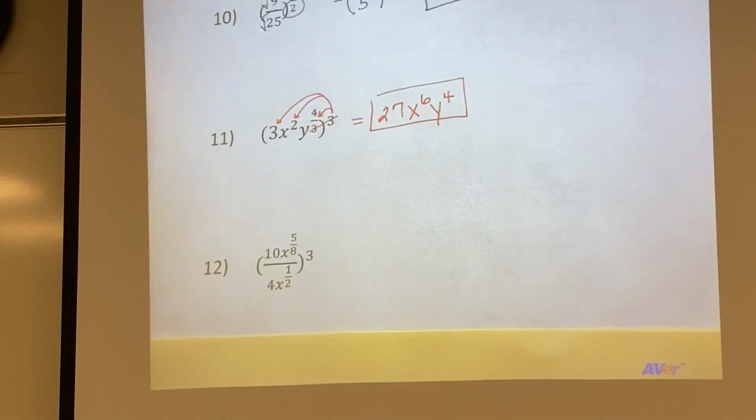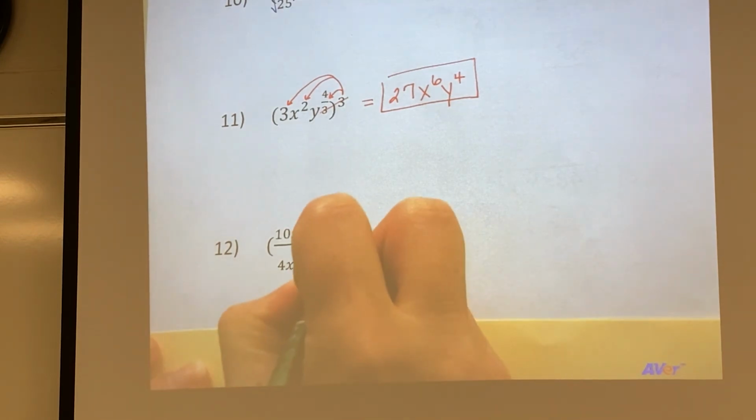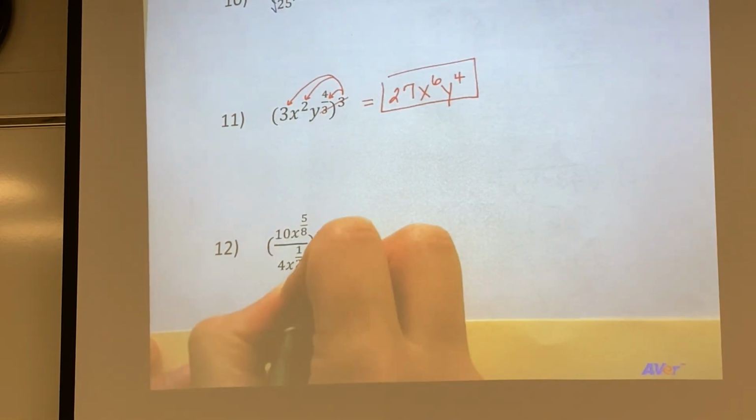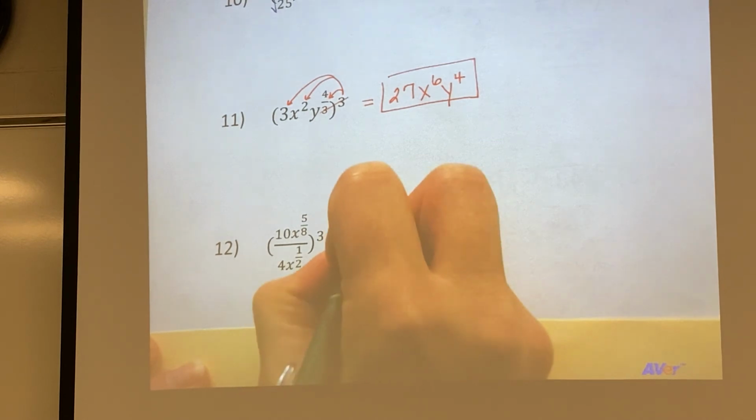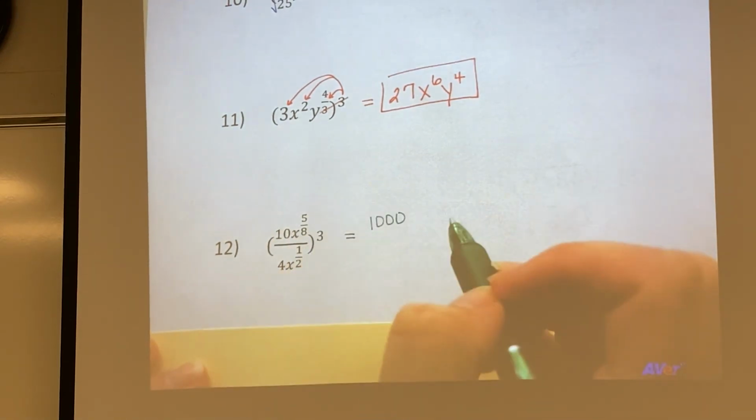All right, now this one's getting a little crazier, but same idea. Just because it's in a fraction form, we don't do anything differently. We give everybody on the inside the power that was on the outside. So all the coefficients and all the variables, everybody gets that power. So we have 10 to the 3rd, which is 1,000. 5/8 to the 3rd.